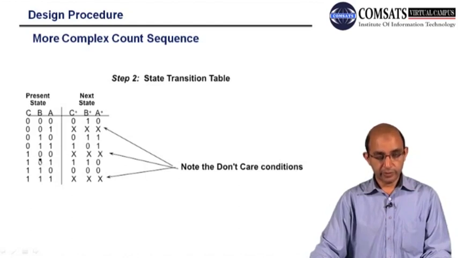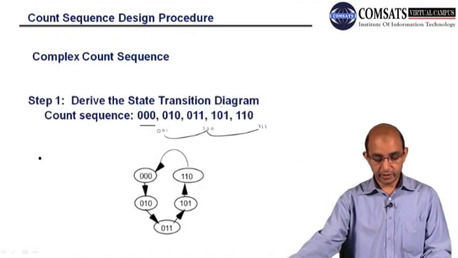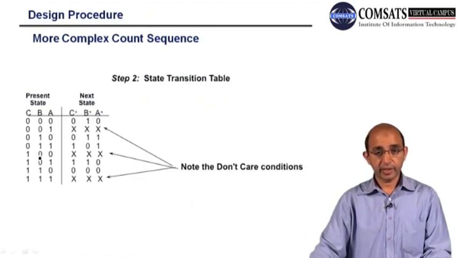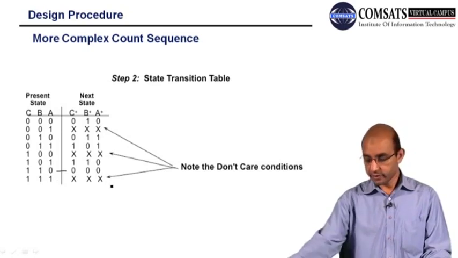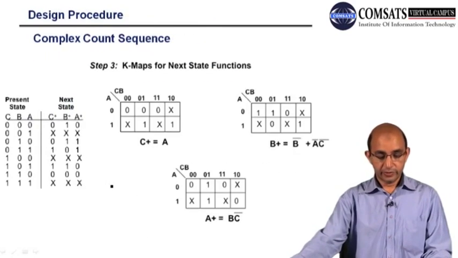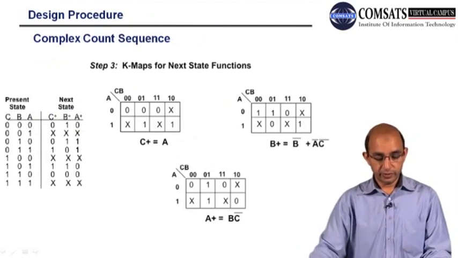Don't care, because this is not present. So we have declared this as don't care, and 1 0 1, 1 1 0, and the next state is 0 0 0. So this is also important: after this combination we have to make a reset. And here 1 1 1 is don't care because this is not present here. So what we need to do is simplify.